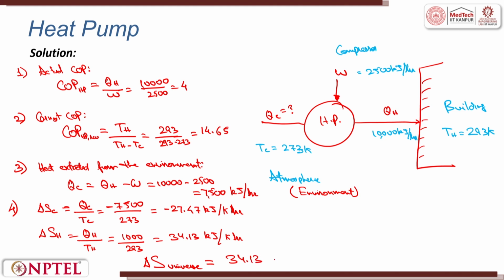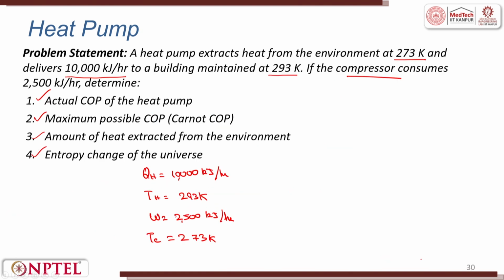34.13 minus 27.47. This is equal to 6.66 kilojoules per Kelvin hour. So all the four questions are now addressed, 2, 3 and 4.